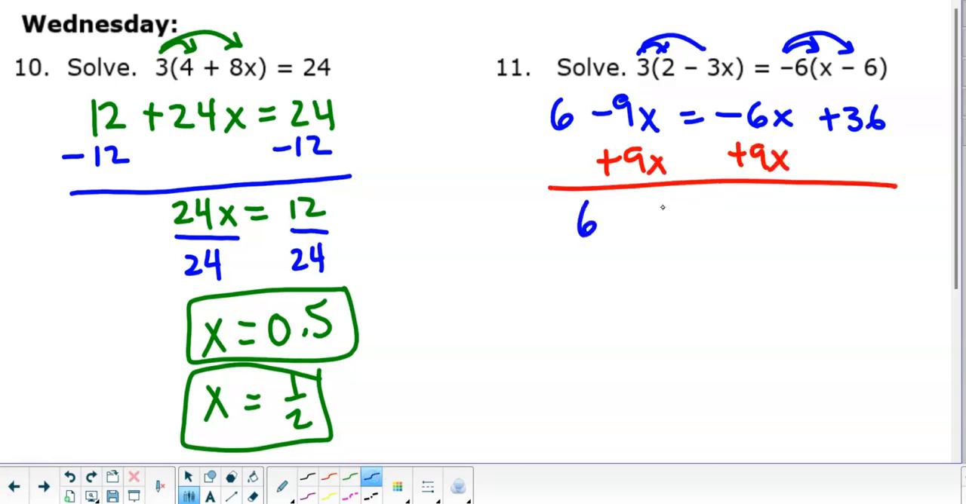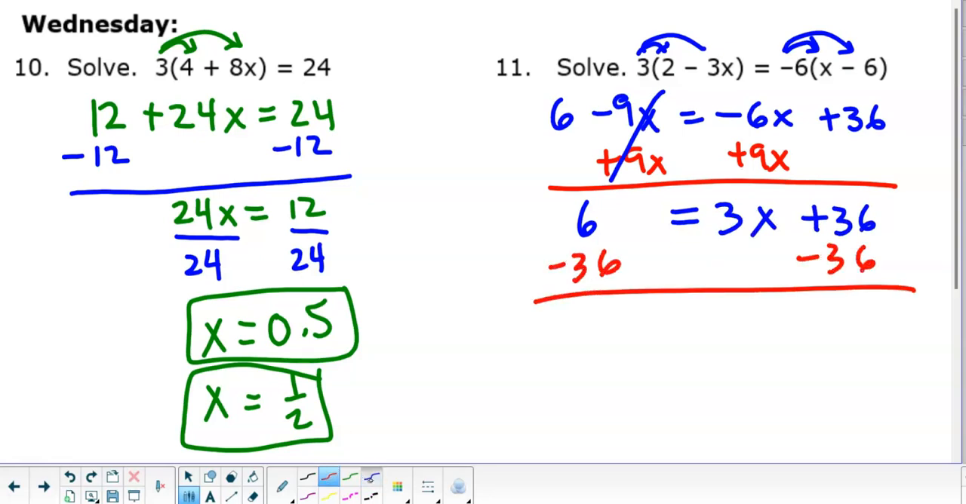I'd like my x's to be on the same side, so I'm going to add 9x to both sides. Then I'm going to subtract the constant, and my final step will be to divide.